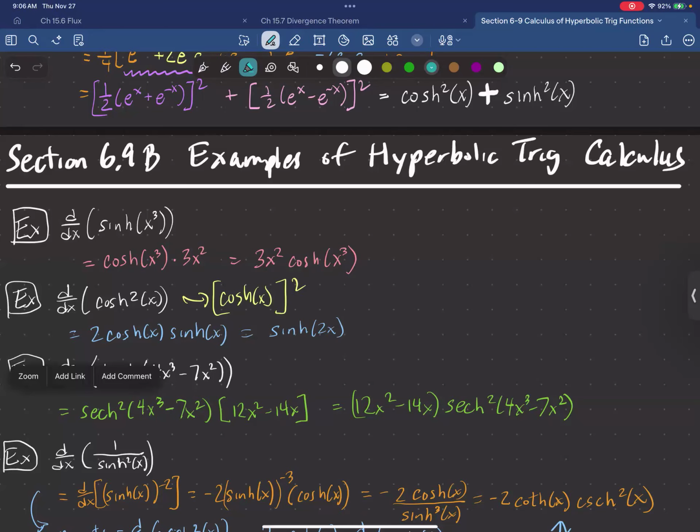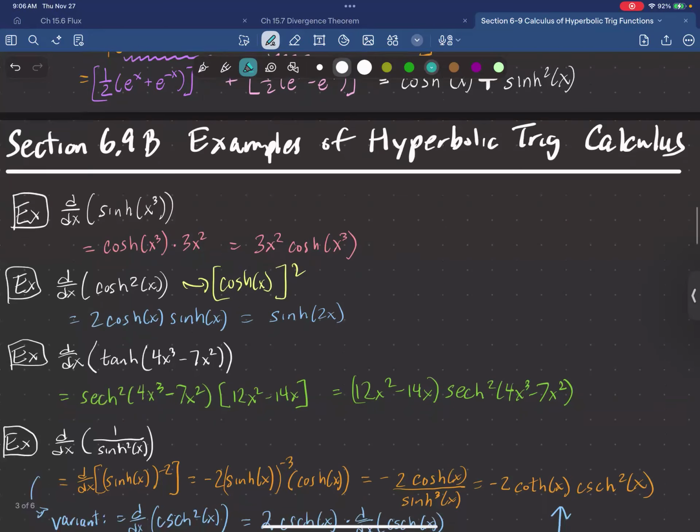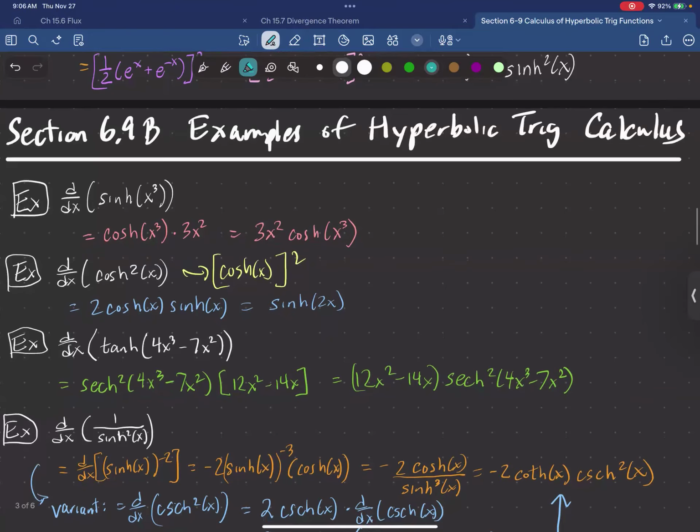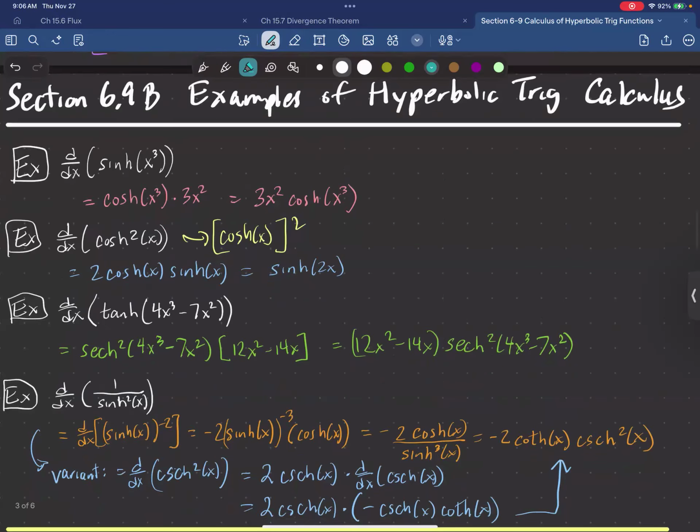Now, another variant is recognizing that 1 over sinh squared is hyperbolic cosecant squared. So rewriting it as that, taking the derivative of that, we do the chain rule, we bring the power down, and then take the derivative of hyperbolic cosecant. And the derivative of hyperbolic cosecant is negative cosecant cotangent. Multiply those in, and we get the same thing we had above. Or you could have done quotient rule if you're crazy. I'm not really writing out that one. You got to work smarter, not harder.